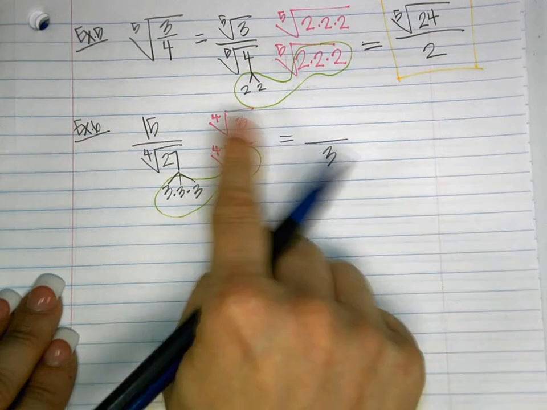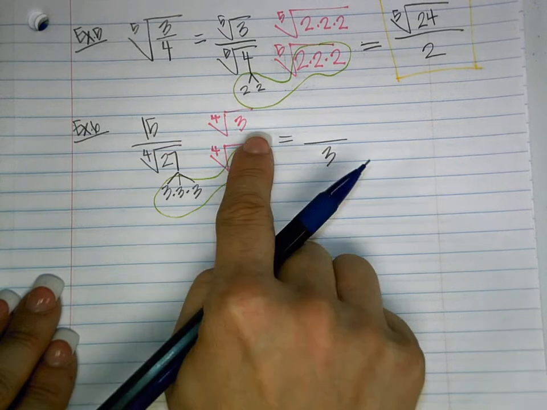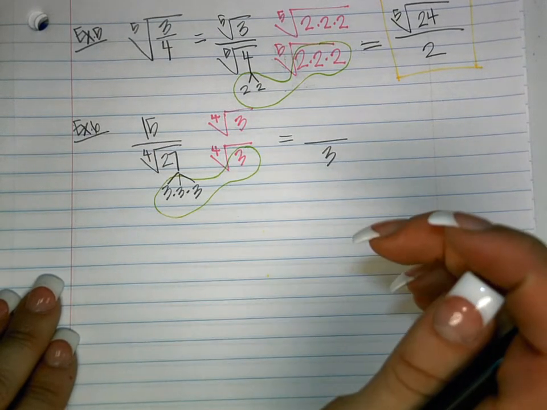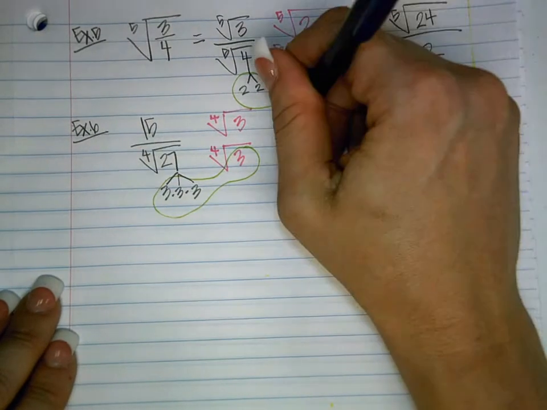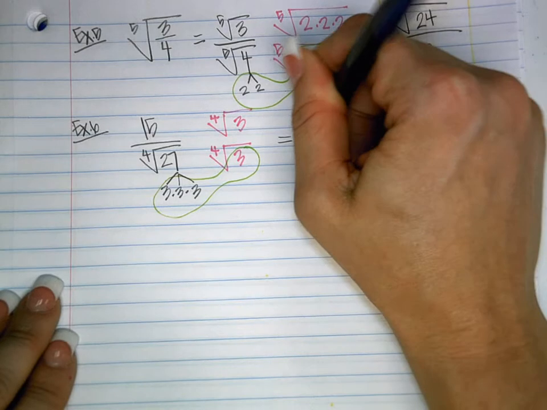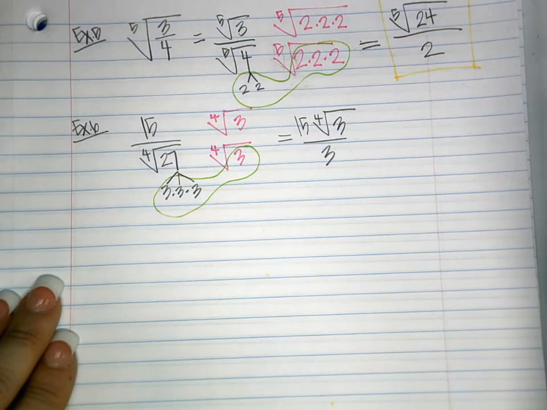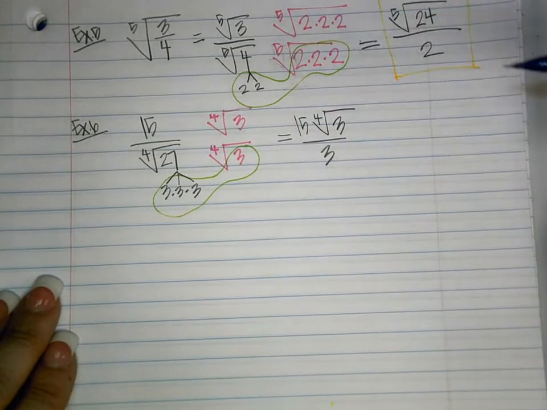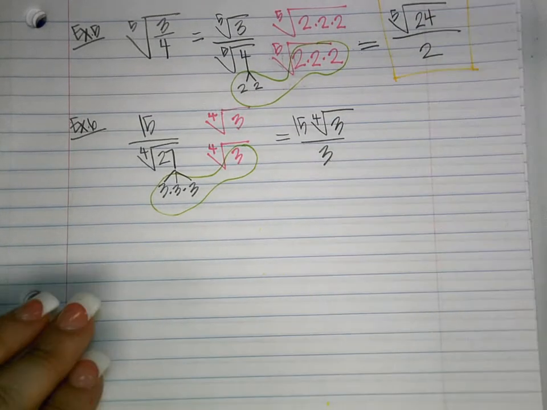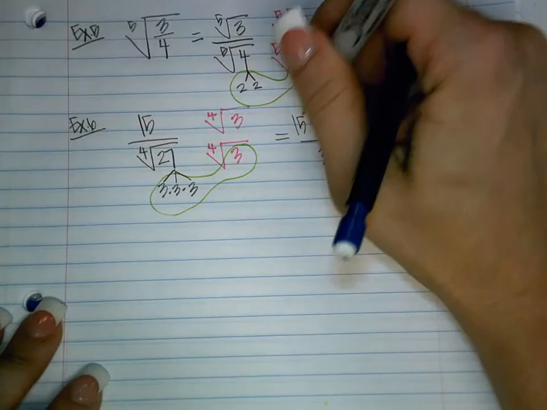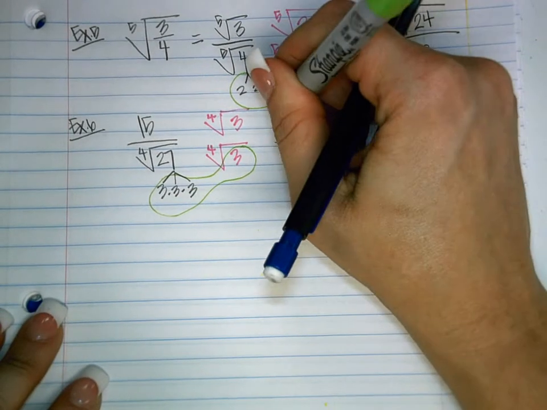What happens on the top? Do these multiply together, the 15 and the 3? No, this is an outside number. It's a whole number. And then you still have left behind the fourth root of 3. Now I can reduce because 15 and 3 are whole numbers. Okay, so those can reduce each other. That leaves you a 5 and a 1.